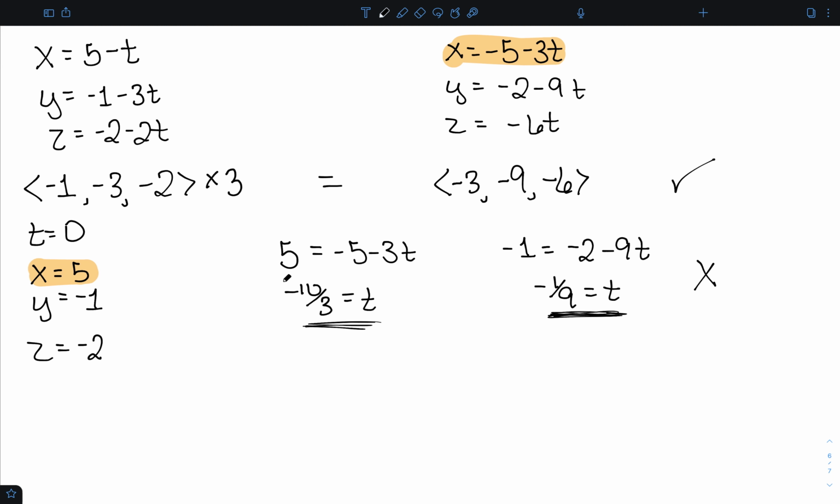So these lines are in the same direction, but they do not intersect. And so these will be parallel since they are in the same direction, but they don't intersect.